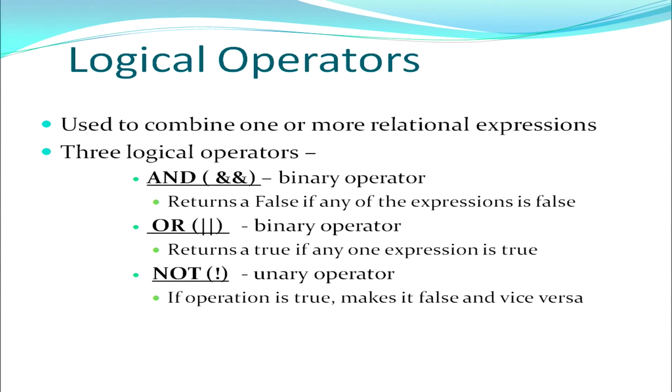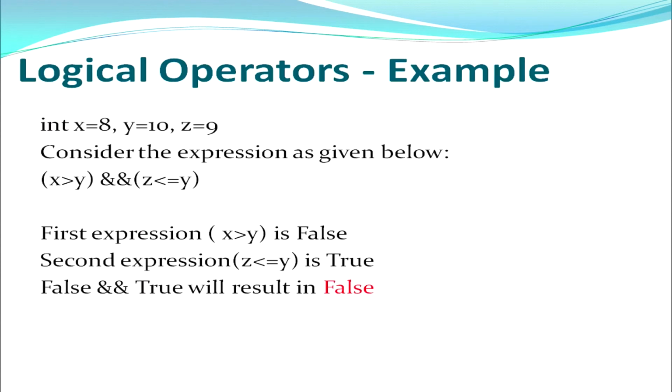So, these are logical operators. You can see the example here. We have three variables x, y and z with different values. The expression says x greater than y, which is false. The second expression says z less than or equal to y, which is true. But since both of them are combined by the AND operator, which gives true only if both are true, and here x greater than y is false, the final result will be false. So, this is how the logical operators work.